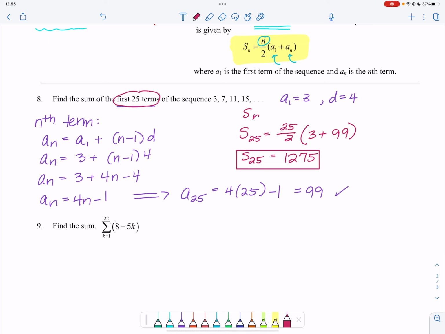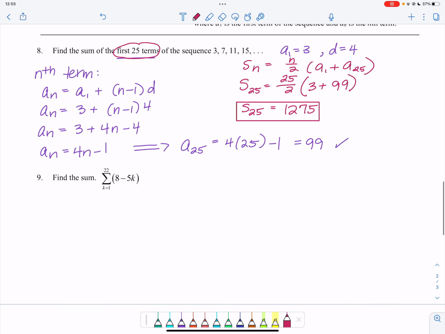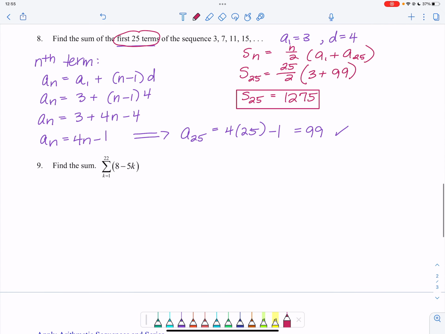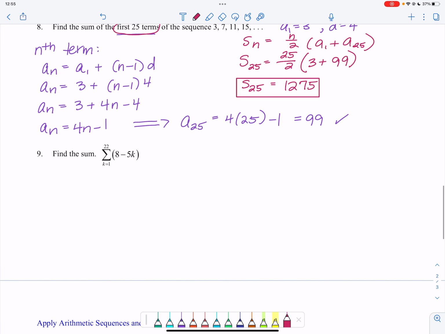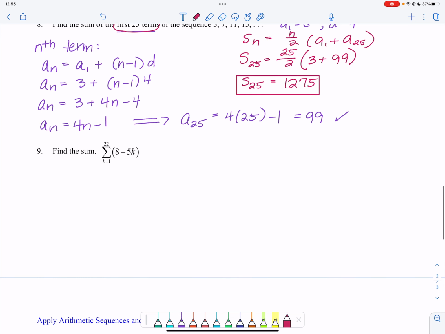We had S sub n is equal to n divided by 2 times a sub 1 plus a sub n. And in our case, a sub n was going to be a sub 25. So we do need that nth term. Okay, looking at number 9, they've asked us to find the sum. As you can see, we have a finite sum, the first 22 terms.